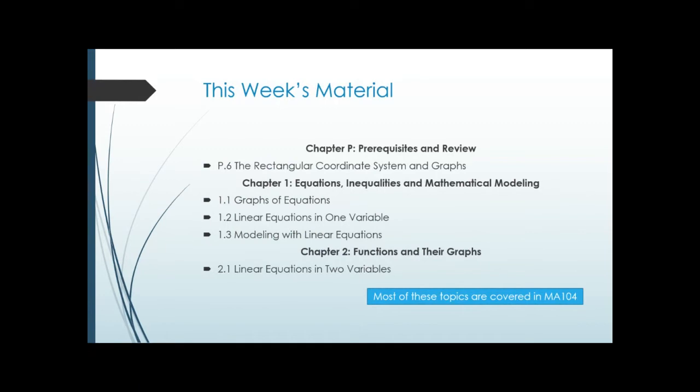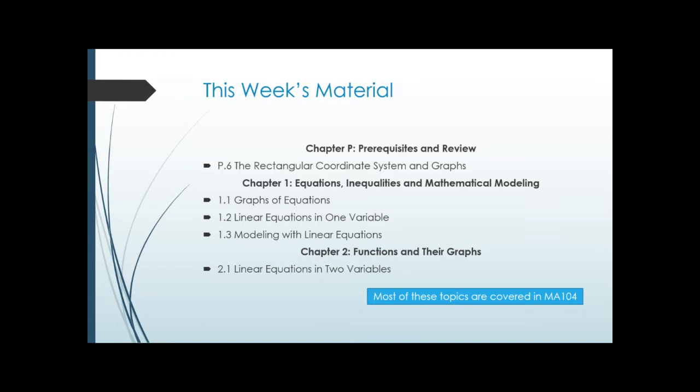It's kind of a mishmash of sections, but there is a plan behind all of this. We're taking the very last section of chapter P, which is the rectangular coordinate system and graphs. And then chapter 1 has one section of graphs, graphs of equations. So those go together. Then chapter 1 goes to 1.2 and 1.3, which are linear equations in one variable where you're solving for x. And then chapter 2 has a section on linear equations in two variables where you're graphing linear equations.